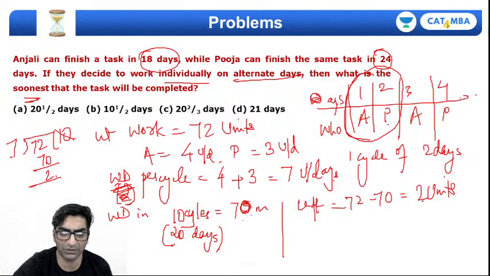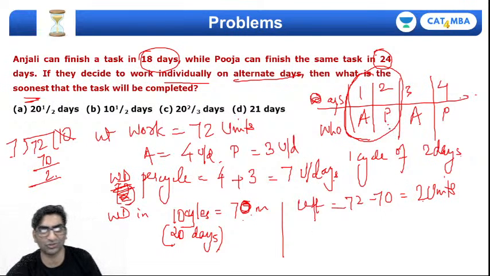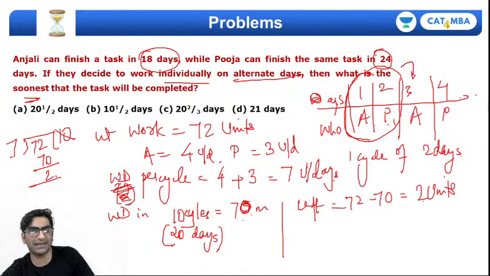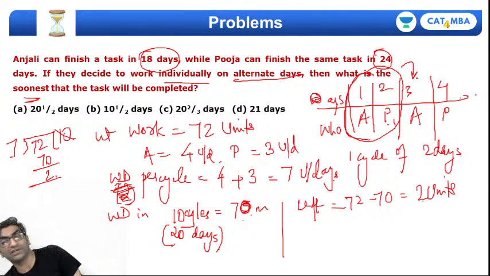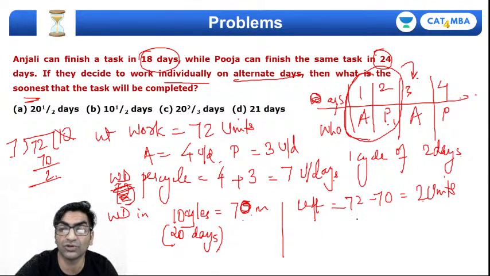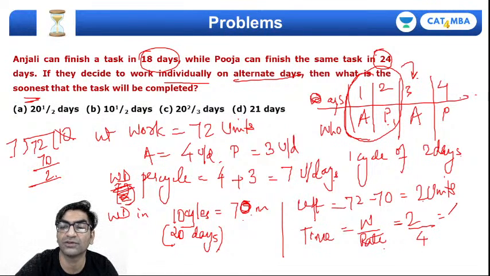Right? So you have 2 units of work left. Now who works on the next day? सोचो एक cycle खत्म हुआ है. Next day you are entering the start of the next cycle, which means A works. Right? And ideally A can complete 4 units in an entire day, and he only has 2 units left. Right? So if you want the time taken on the next day, you'll say work upon rate. कितना काम बचा है? 2 units. कितना rate पे काम होता है? 4 units per day. So it will take half a day. So the total time taken slightly more is 20 and a half days. That's option A.